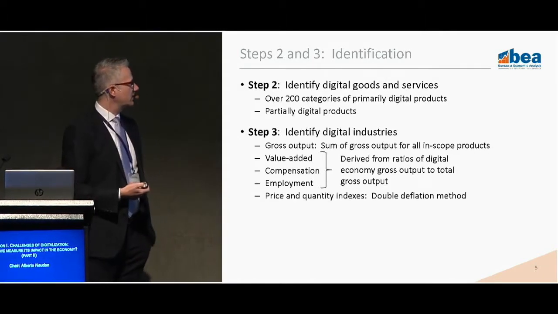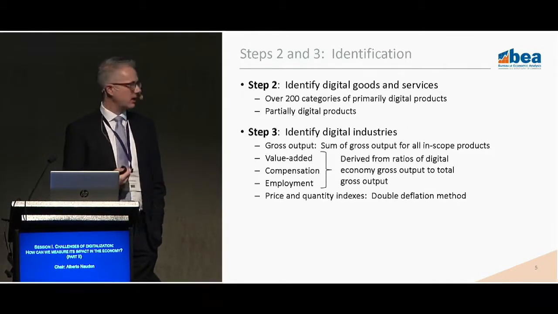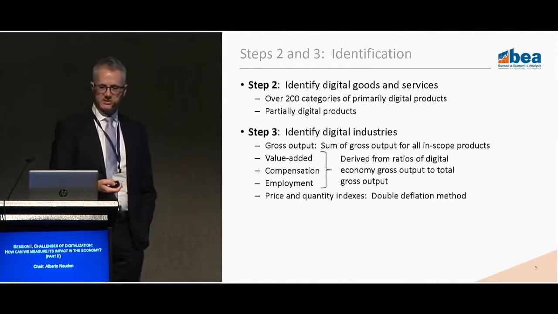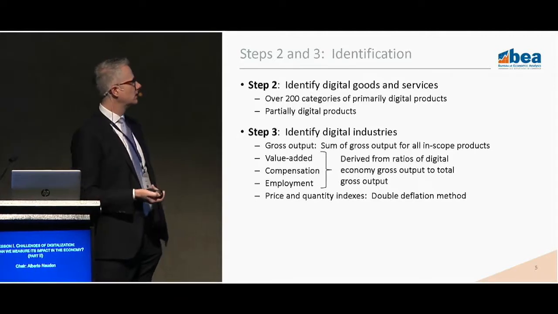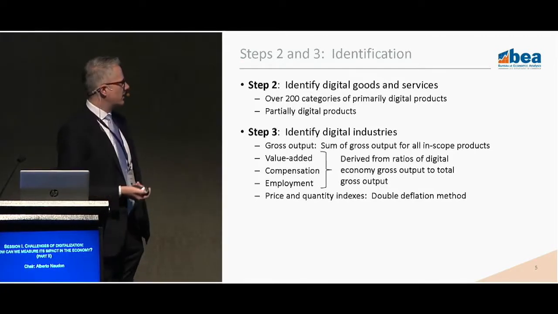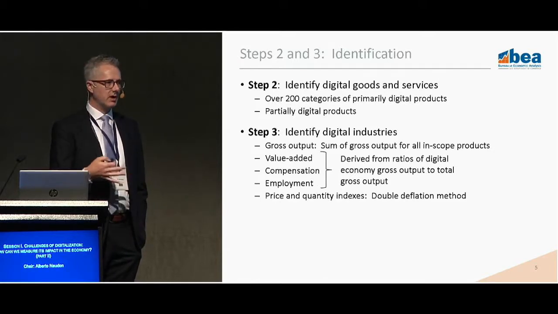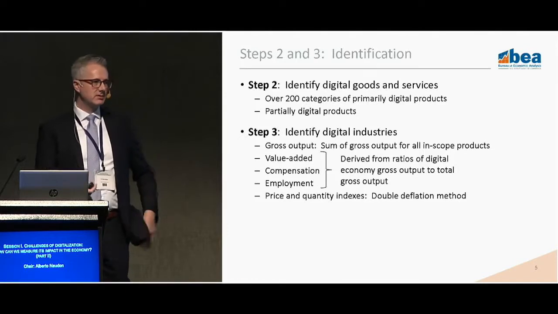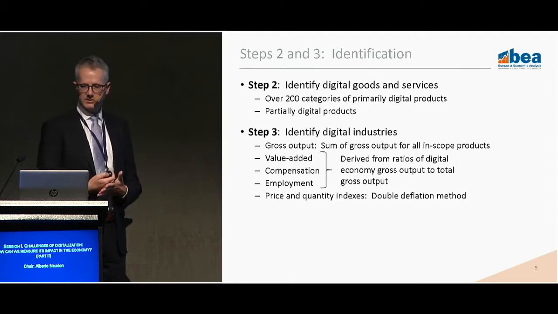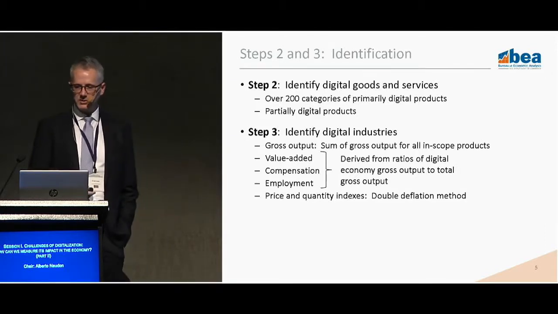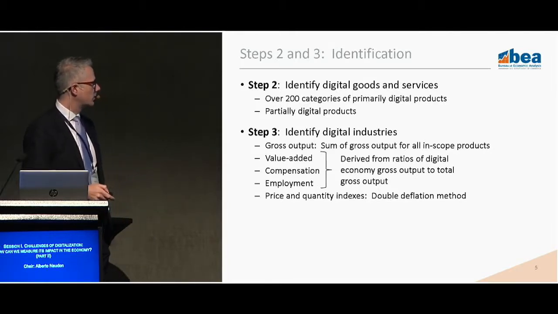And the third step, identifying the industries that produce these products. The first is to come up with a calculation of gross output, which is just the sum of gross output for all those products that have been determined to be within scope, up in step 2. And then our measures of value added, compensation, and employment are derived from ratios of the digital economy gross output to total gross output. So this is a relatively strong assumption here, but it's the best that we can do with current data sources under this methodology. We use a double deflation method, so for both gross output and intermediate consumption for the real measures.